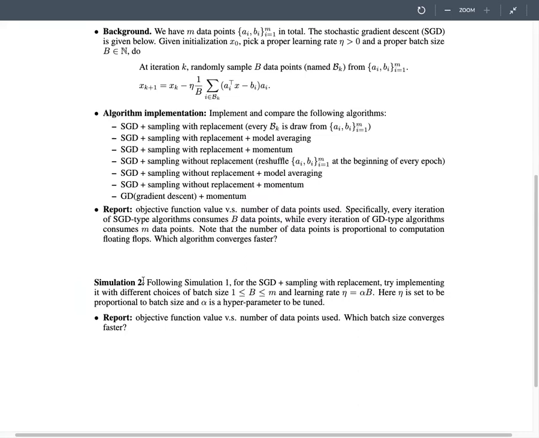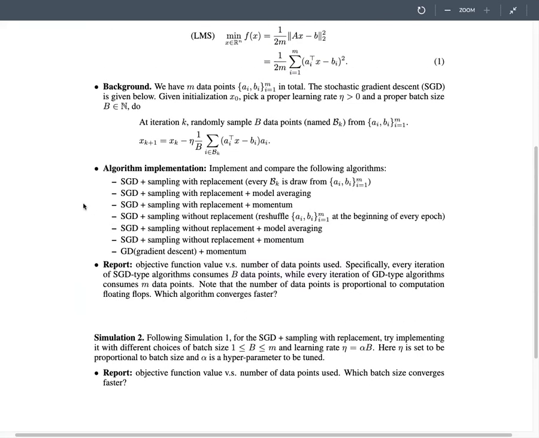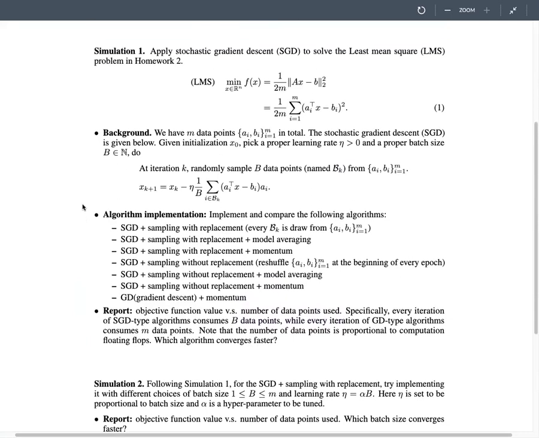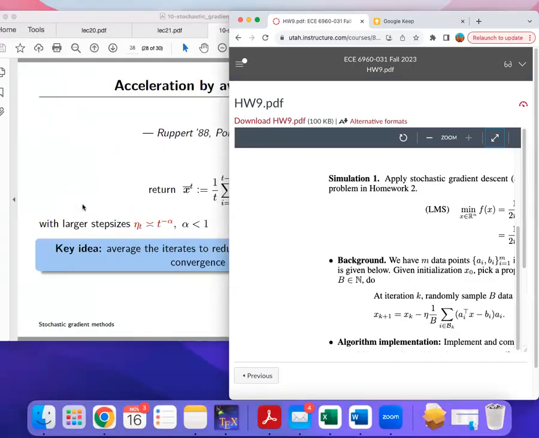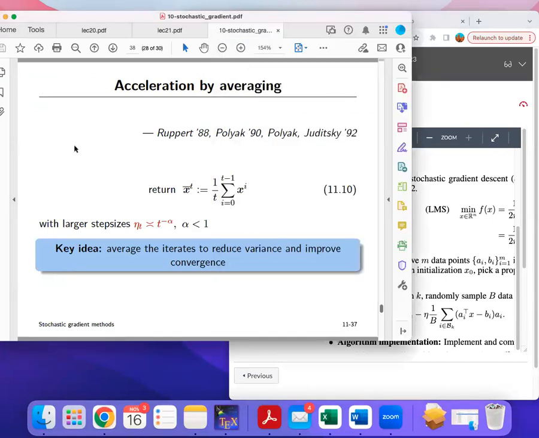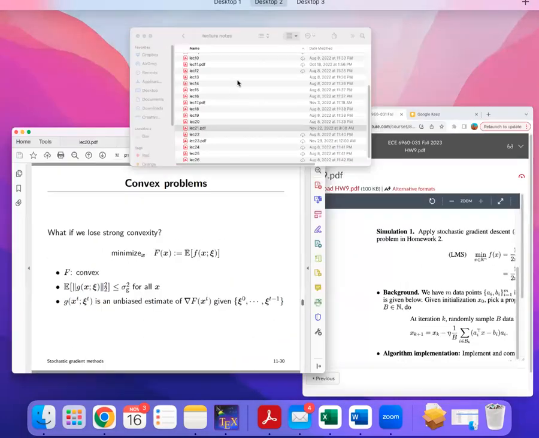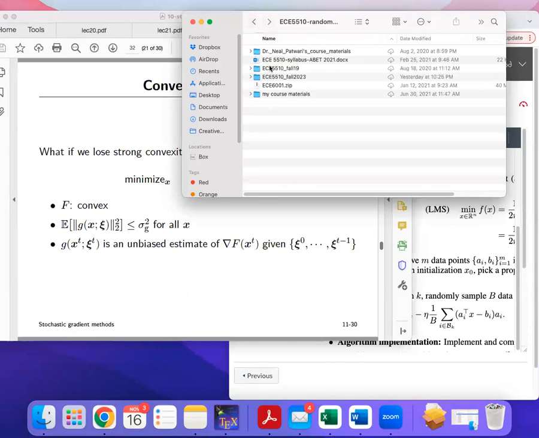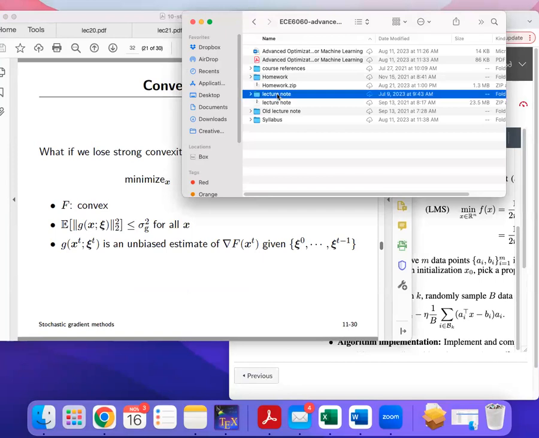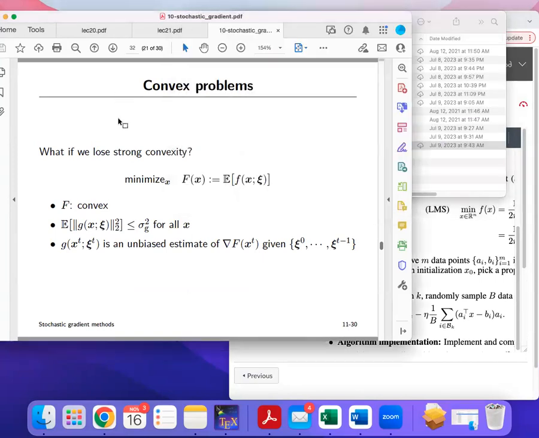So simulation 2 is to try different batch sizes and learning rates, but we can talk about this later. Okay, so once you set up simulation one, the second one should be very simple. Okay, so I think this is everything for the SGD. So next time we will talk about, I think, variance reduction methods. Yeah, so these are more advanced variants of the SGD algorithm.